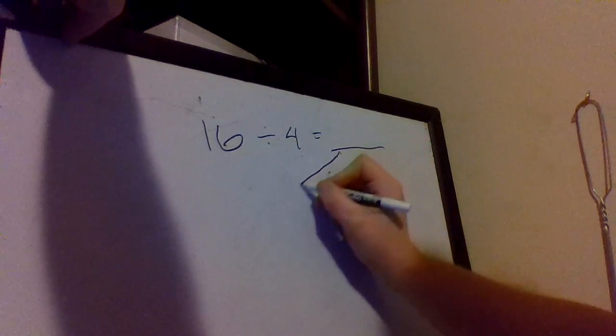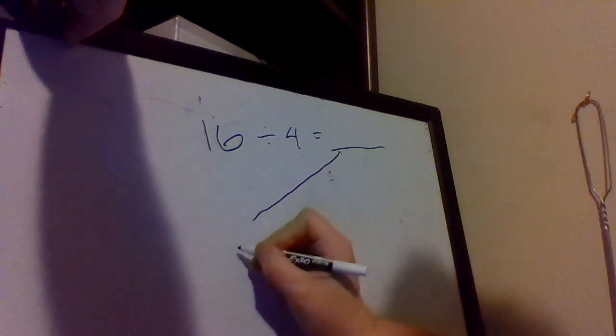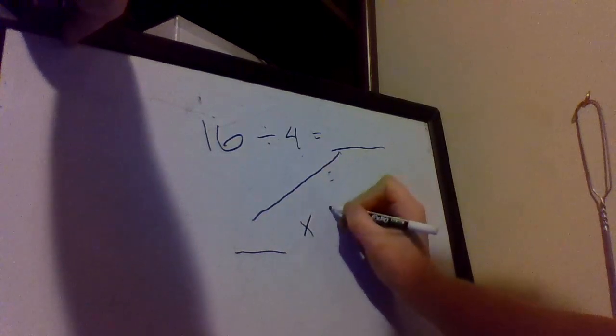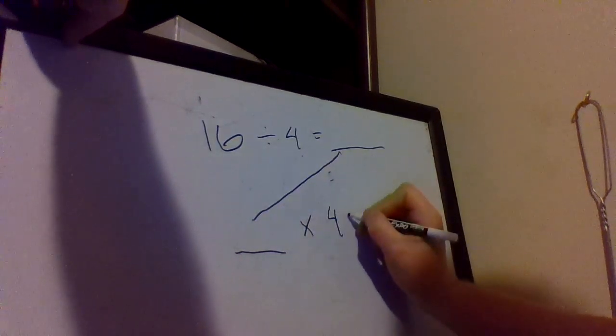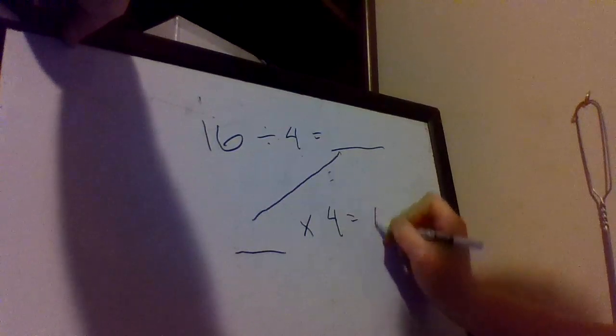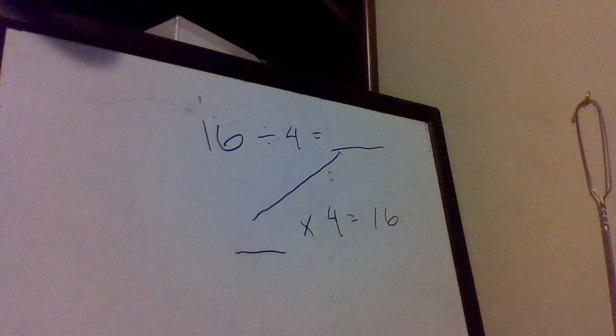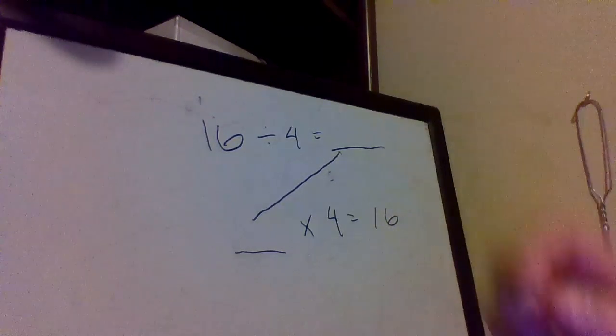You can do the fact family method, which we went over. So blank times 4 equals 16. And that's pretty easy. But just because it was kind of interesting and hopefully helped some of you guys, we're going to model it with Legos again.